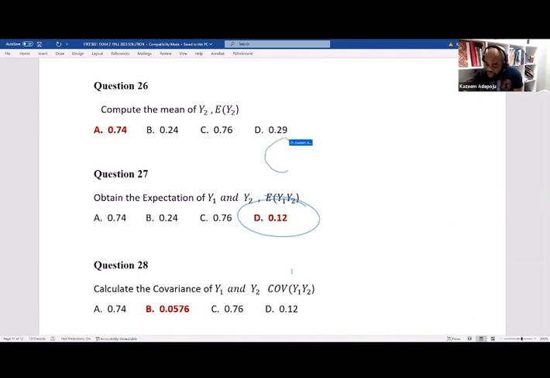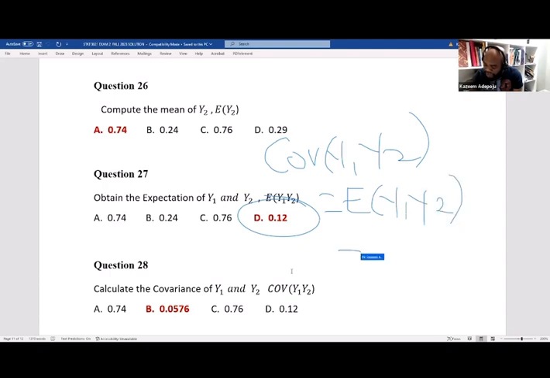The covariance of y1, y2 is going to be the expectation of the product minus the product of the means, which means if the expectation of the product is wrong, your covariance will be wrong. So right now, it is the expectation of the product that you got before minus the product of the unconditional means. But let me tell you this.